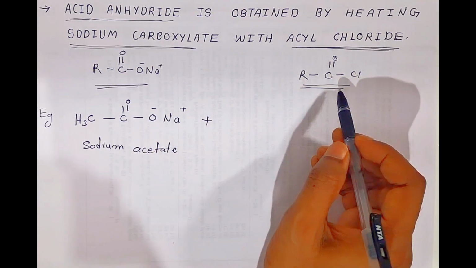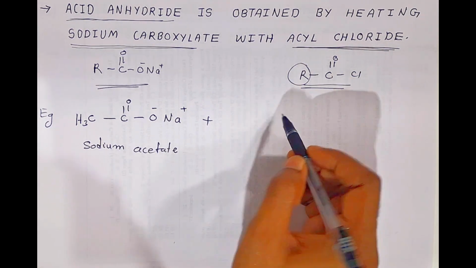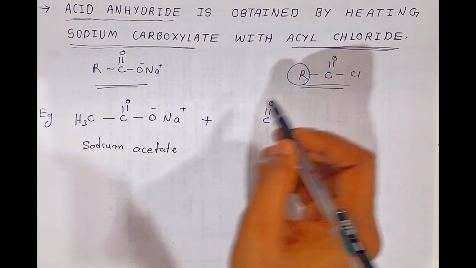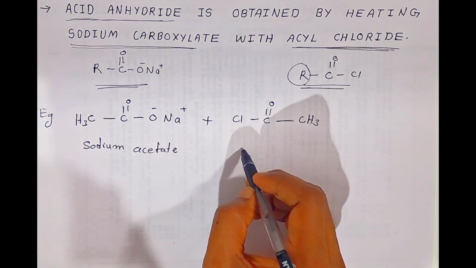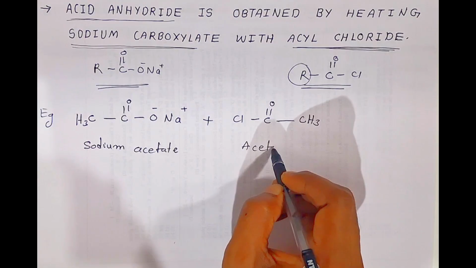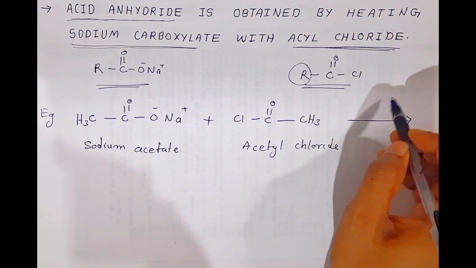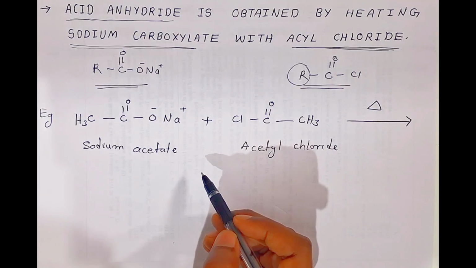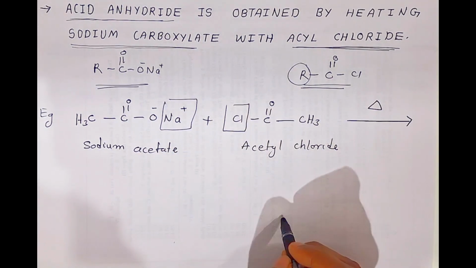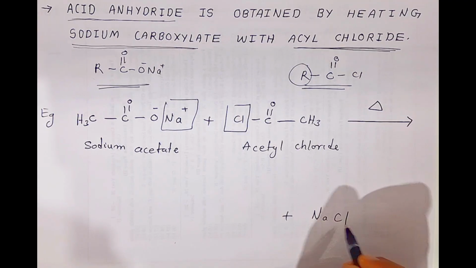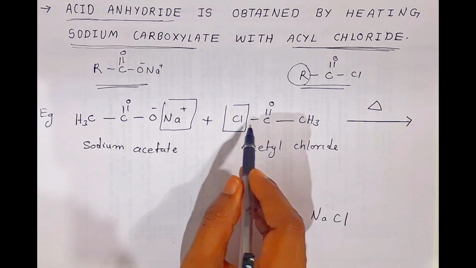Now it combines with acyl chloride. Instead of the alkyl I am taking methyl, so it is called, okay students, this chlorine I am writing this side and methyl I am writing here. This is called acetyl chloride. Okay students, what happens when you heat it? Again, there is a formation of salt. Here this Na plus now combines with chlorine and gives you salt. When this salt is eliminated, there is a formation of a bond between oxygen and this carbon.